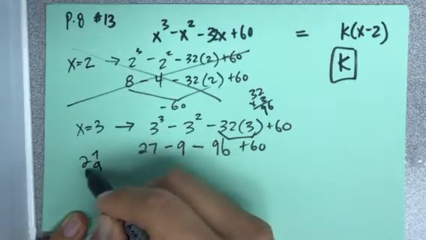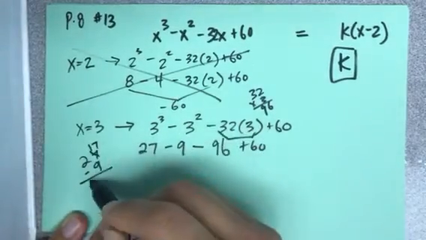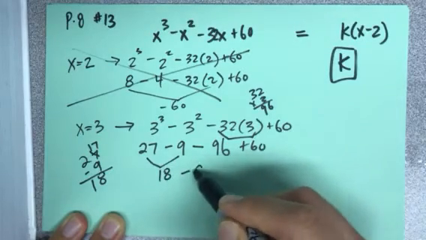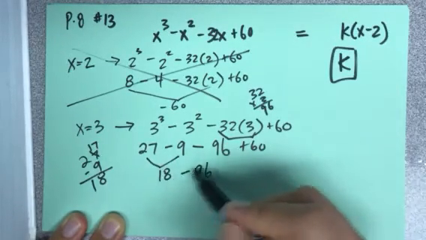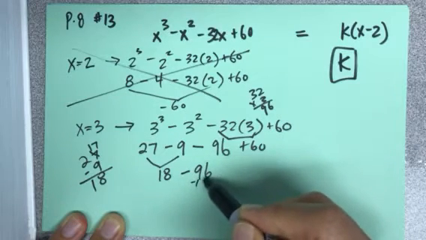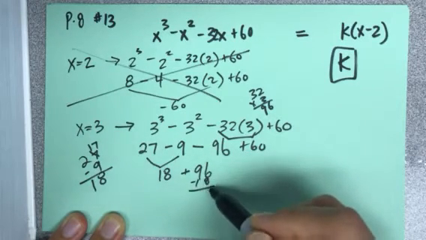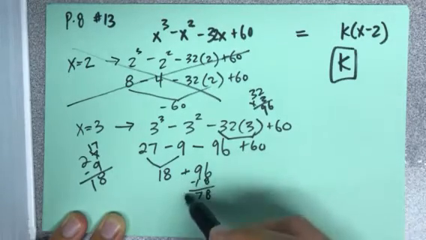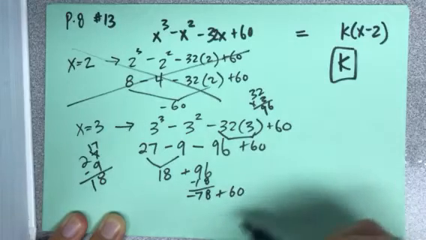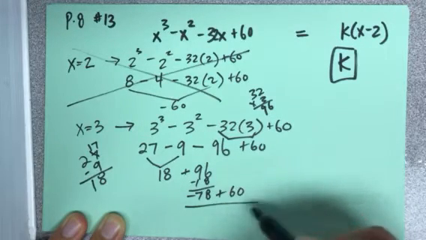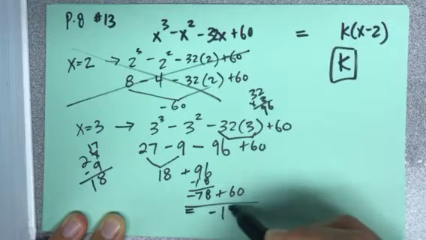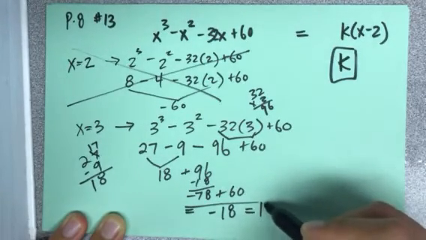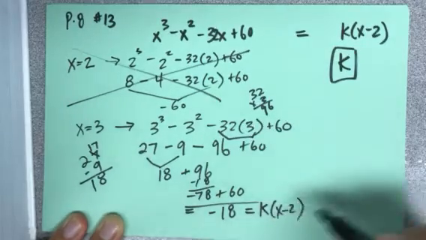27 minus 9. That's going to be 18 minus 96. So think about minus 96. Basically you're going to have to do this from it. And that's going to be 878 negative plus 60. Okay? And basically this is going to equal negative 18. So negative 18 equals k times x minus 2.